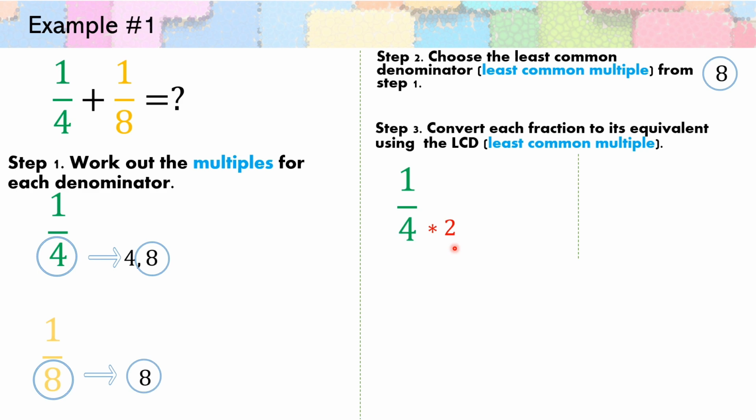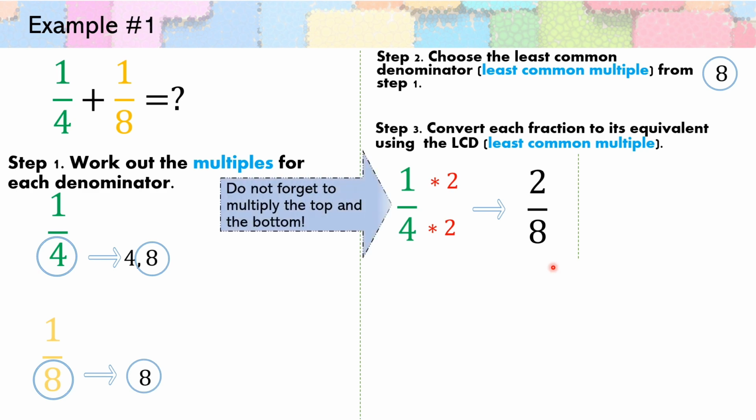Now, we are going to multiply the denominator with a number to arrive at the least common multiple 8. So what is that number? 2. What you have multiplied in the denominator will also be multiplied to the numerator. We have times 2, and that is 1 times 2 is 2, 4 times 2 is 8. So the new equivalent fraction is 2/8.